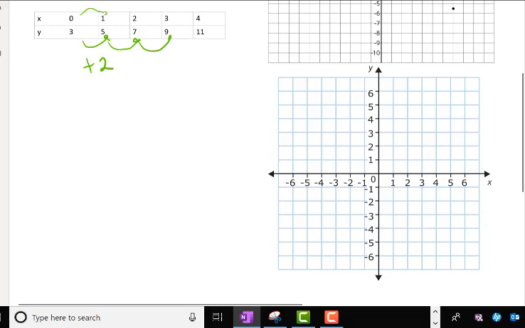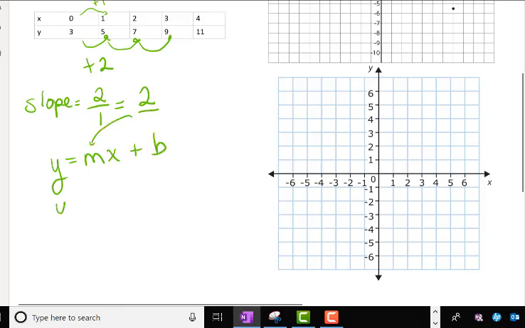And then on our x's, we have plus 1 again. So that means my slope is going to be 2 divided by 1, which is just 2. Remember that 1 is invisible. So we know my equation is going to be y equals mx plus b. My slope is 2. That goes in for m. So y equals 2x. Now I need the y-intercept.